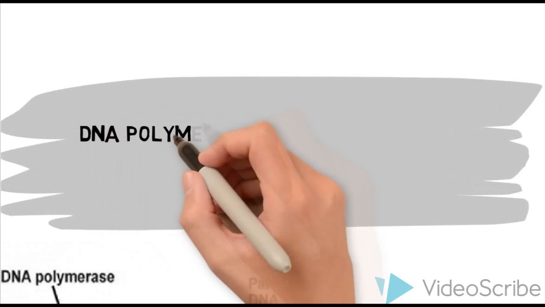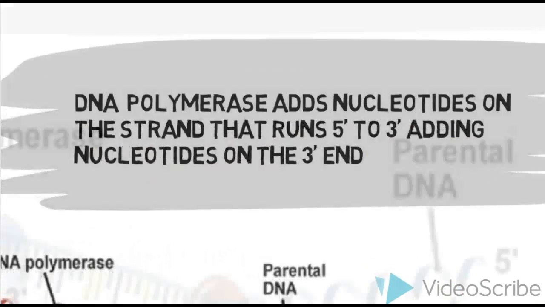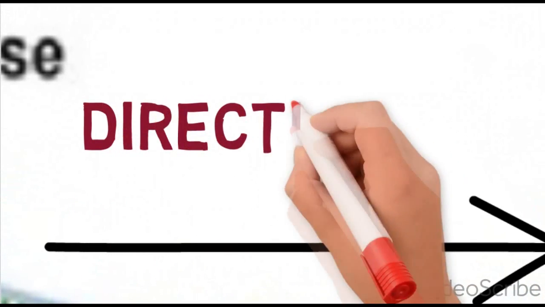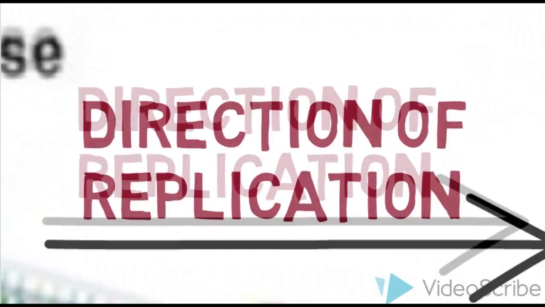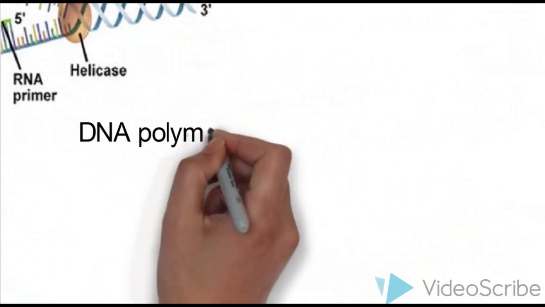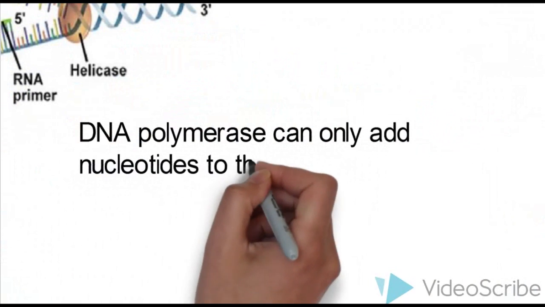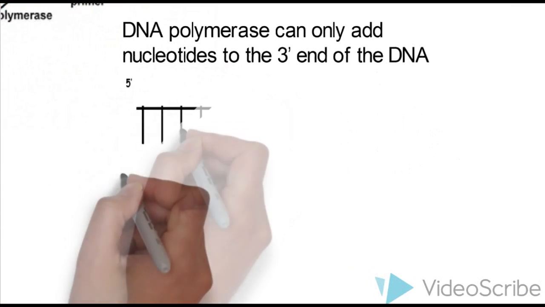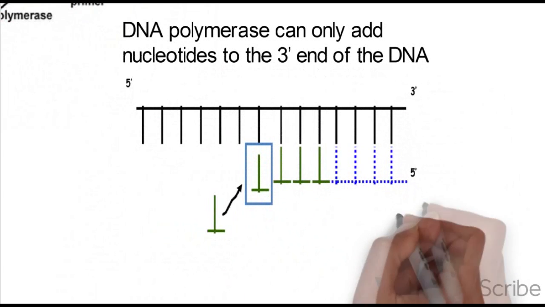DNA polymerase adds nucleotides on the strand that runs 5' to 3', adding nucleotides on the 3' end. Here you see the direction of replication. So take a note that DNA polymerase can only add nucleotides to the 3' end of the DNA. This causes the new strand to build in a 5' to 3' direction.